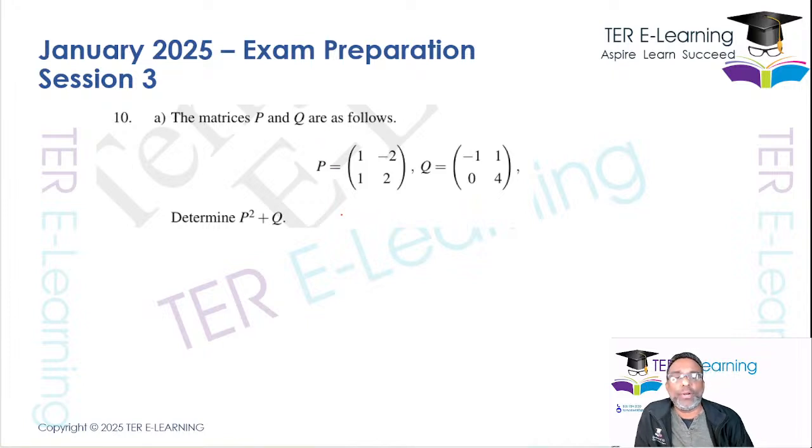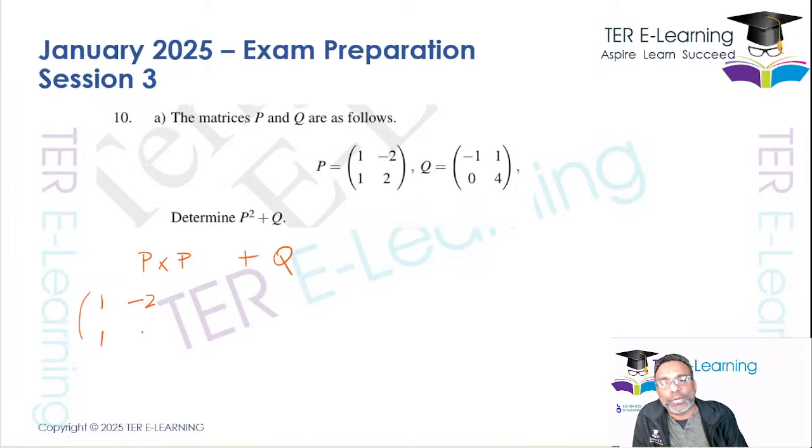All right. So you want to work out, we have two matrices here, P and Q, and you want to work out P squared plus Q. Now P squared plus Q means P multiplied by P, and then you're going to add that to Q. That's what P squared means. So we're going to work out 1, minus 2, 1, 2, and multiply that by 1, minus 2, 1, 2, and then add that to whatever Q is, which in this case is minus 1, 1, 0, 4.